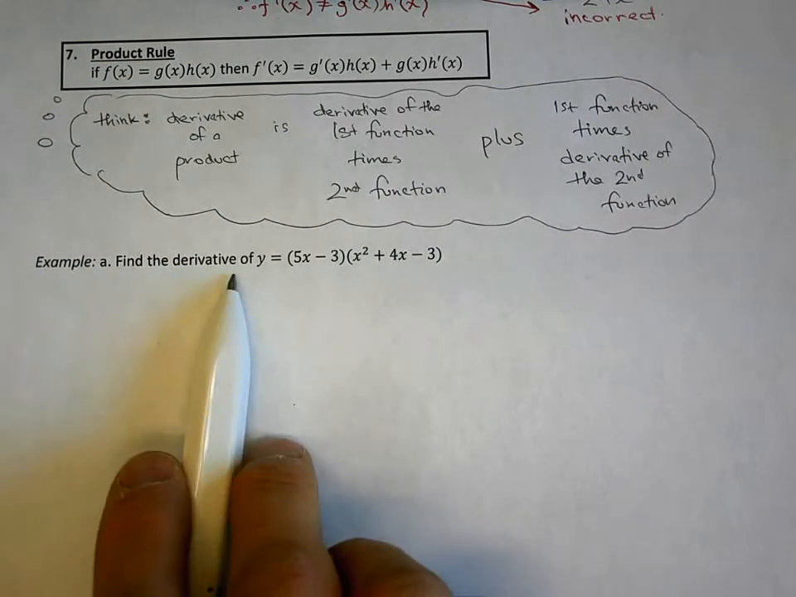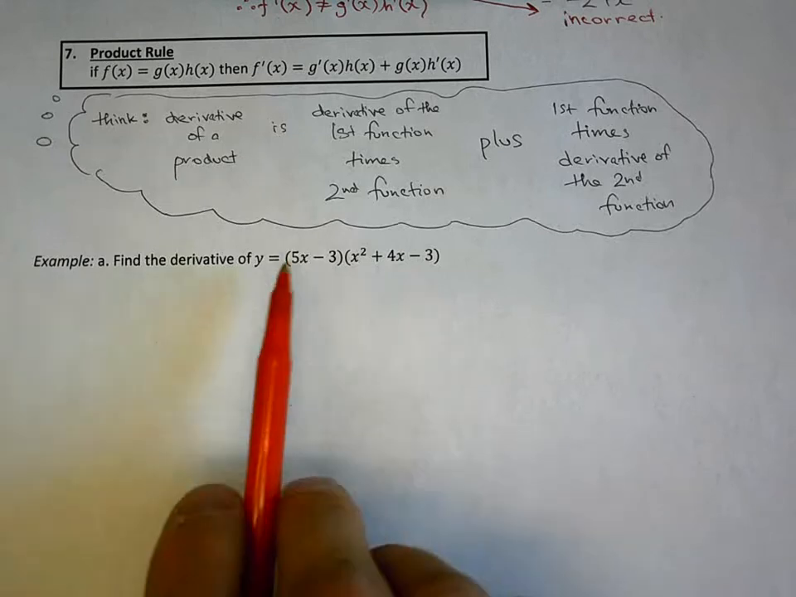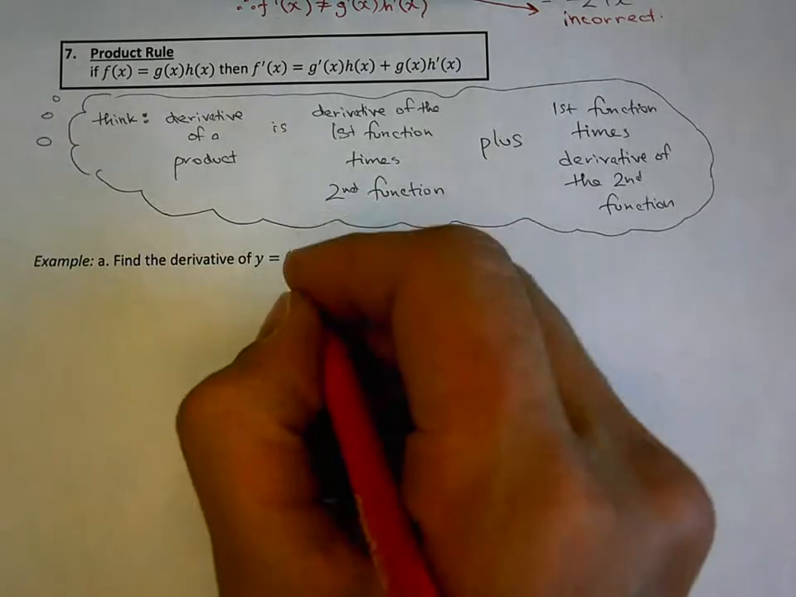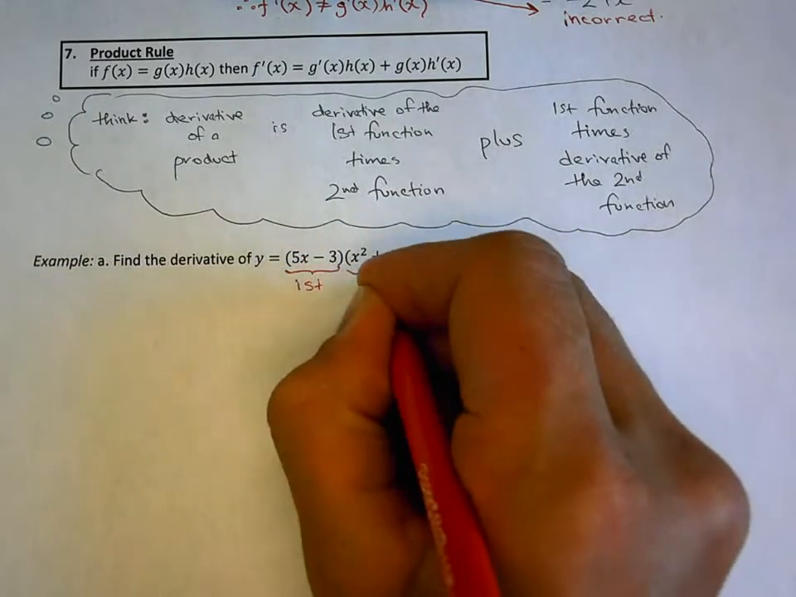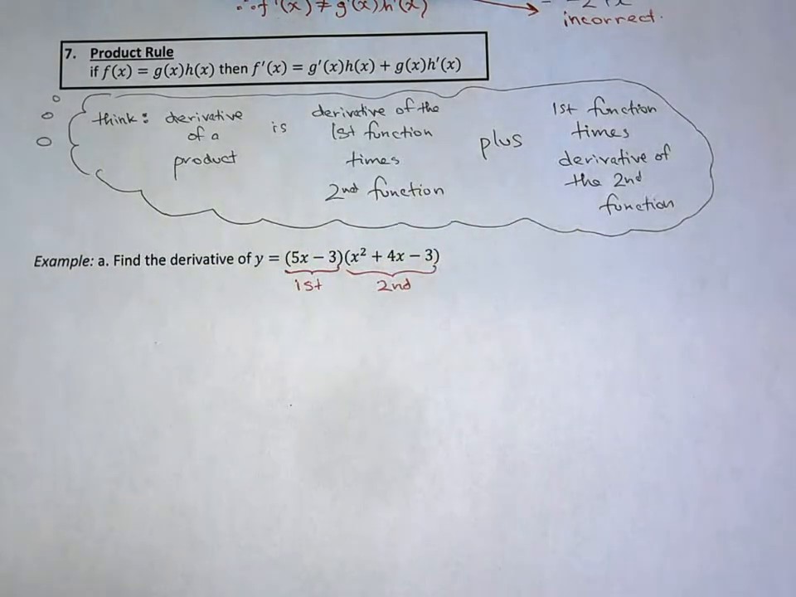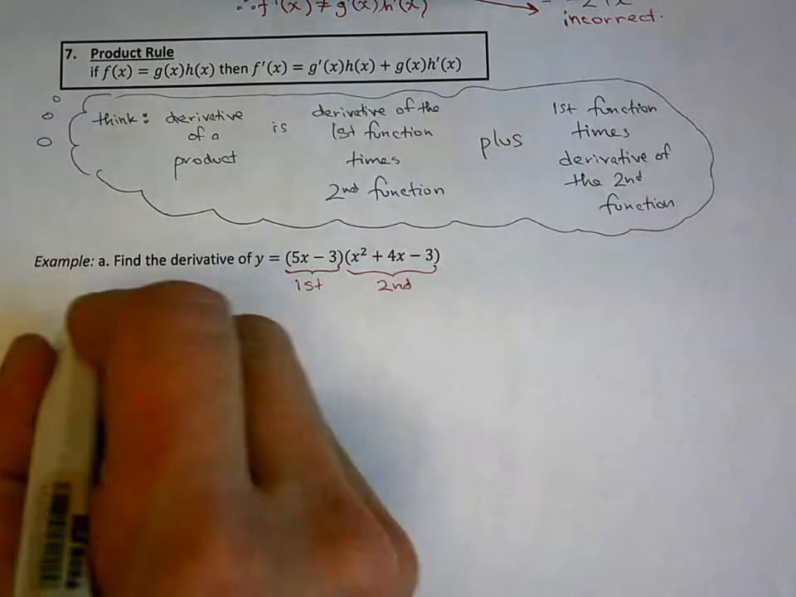So y equals this function times this function. It's a product of two functions. Again, you could FOIL it. FOILing is a lot of work. Instead, I'm going to recognize that this is my first function, and this is my second function. So let's apply the product rule.